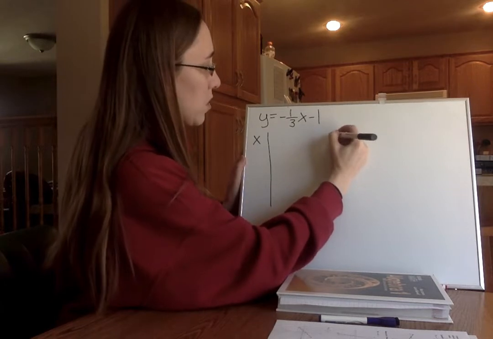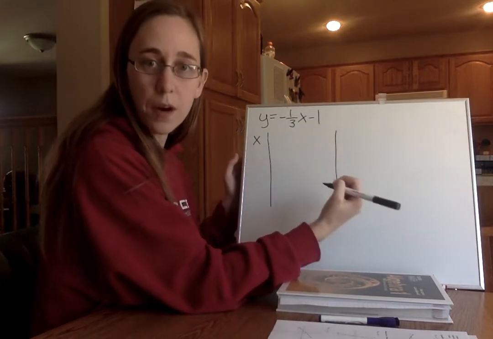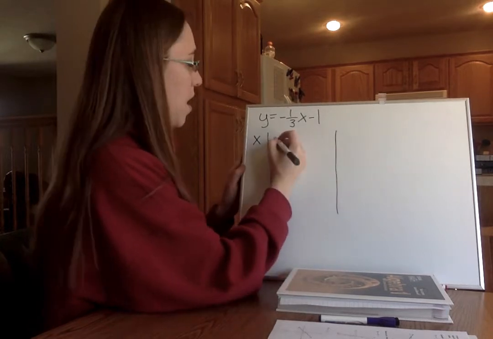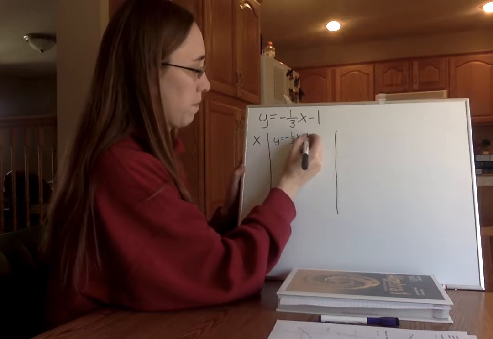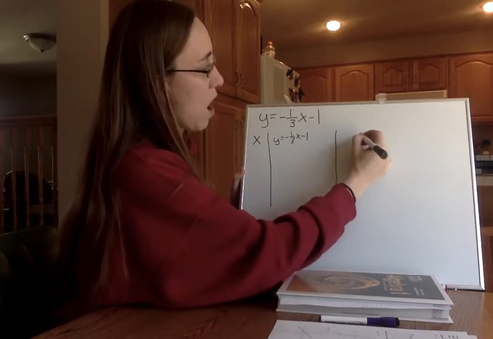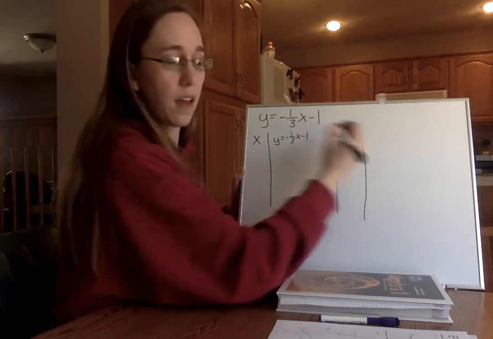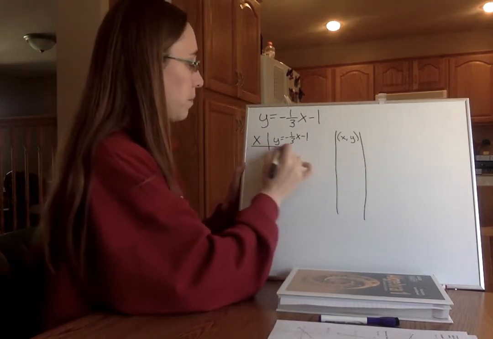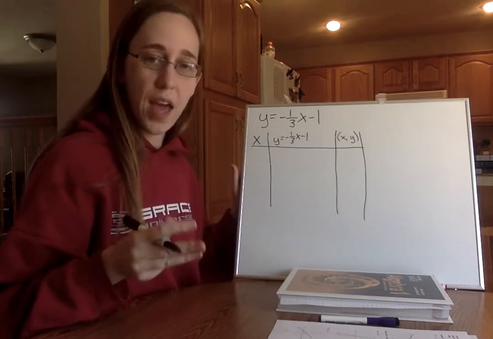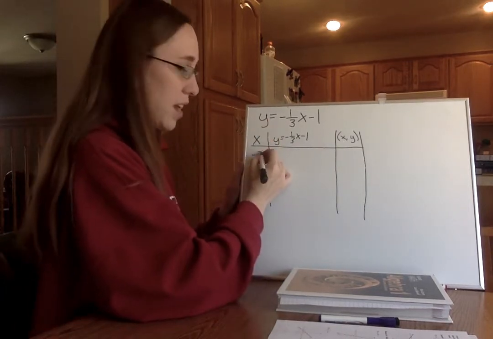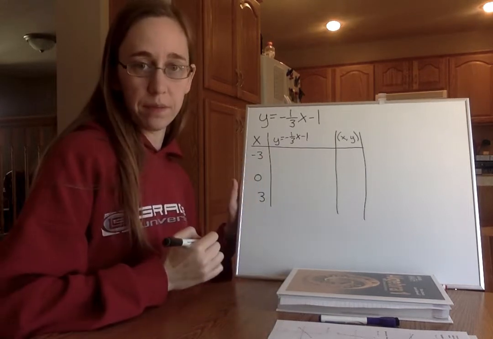Then we leave a bunch of space in the middle so we have room to do some calculation work, practice that order of operations, PEMDAS. That's where our equation goes. And then our last column are the actual points, the x, y's, that we're going to use. So for this problem, we're going to give you 3 x's. You're going to use -3, 0, and 3.